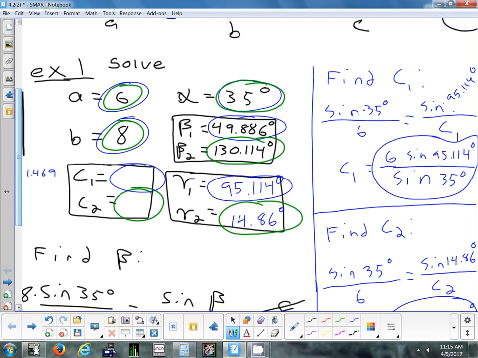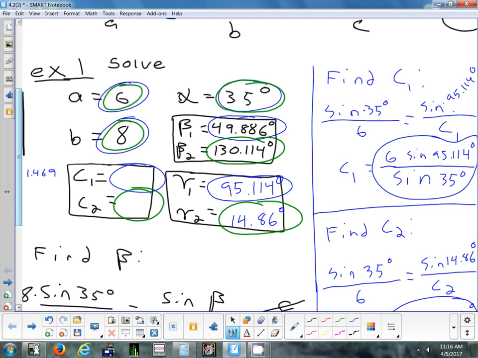So I have a guess what might have gone wrong: is your mode in degrees? Yeah. Okay, and did you close all your parentheses? Yeah. Then I don't have a guess what went wrong. Okay, so how did you find gamma 1? We did alpha plus beta 1 and subtracted from 180. Oh, okay, yeah. Because we already had those two. Same thing with gamma 2.